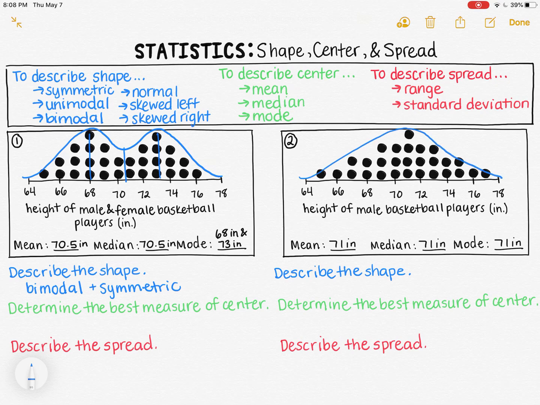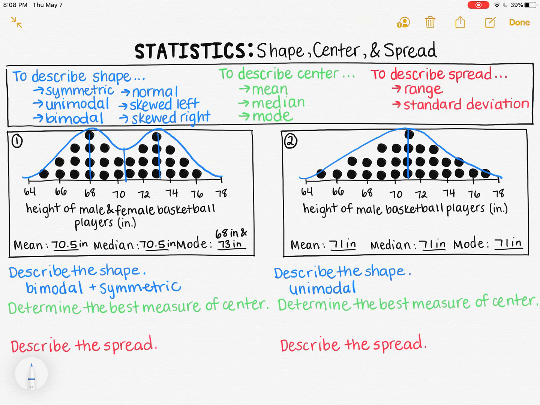Now let's go on to dot plot number 2. We need to describe the shape of this one as well. And again, I like to draw this curve over the top so I can look at the overall shape. Now in this one, I only have one peak or one mode. So I'm going to call this unimodal. And that prefix uni means one. And so that means we have one mode.